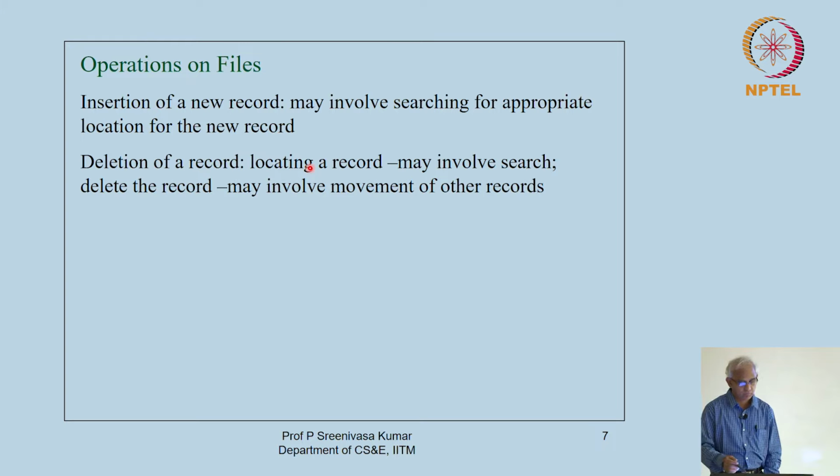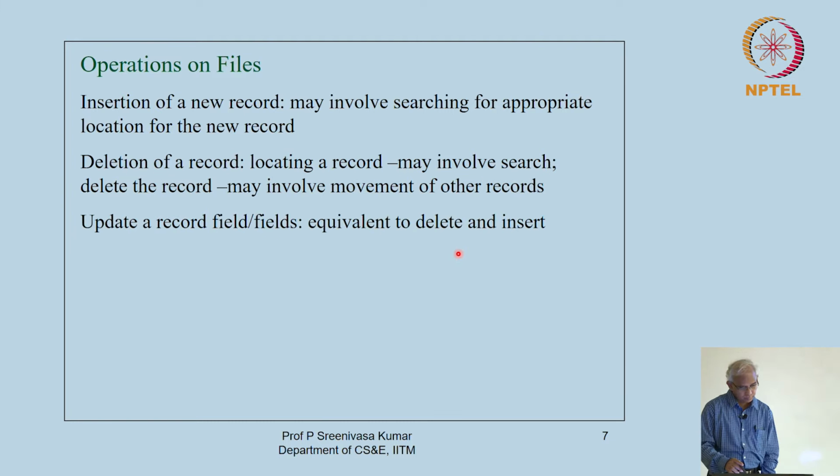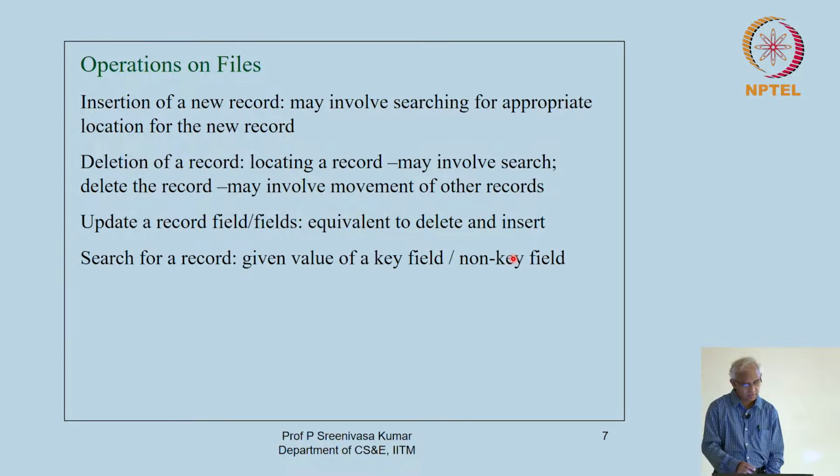Deletion of a record, obviously. Deletion of a record involves first locating the record. Where is it exactly? Which block of the disk is it? That might involve some kind of search, and then deleting that particular record from that block. It may involve movement of other records in case there is a policy about, say, contiguous allocation. Updating a record field or fields is in some sense equivalent to deleting the old record and inserting a new record.